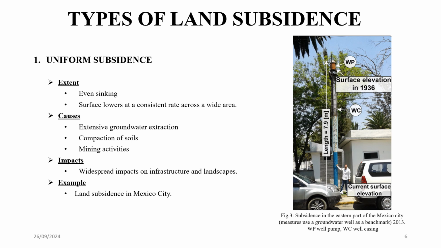It is a type of land subsidence where the ground sinks evenly over a large area without creating significant cracks or fractures. It is often caused by large-scale groundwater extraction, natural soil compaction, or sediment loading. It can lead to widespread impacts on infrastructure and landscape. This is a picture of subsidence in the eastern part of Mexico City showing surface elevation in 1936 compared to that in 2013 using a groundwater well as a benchmark.